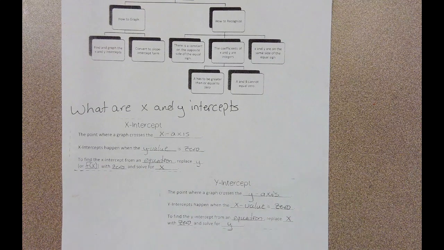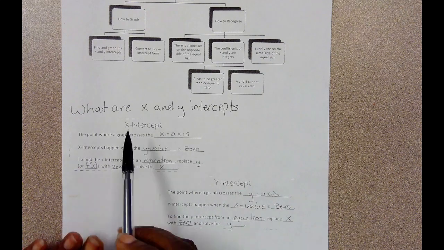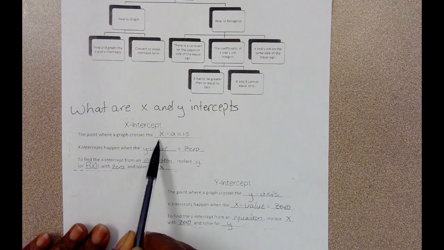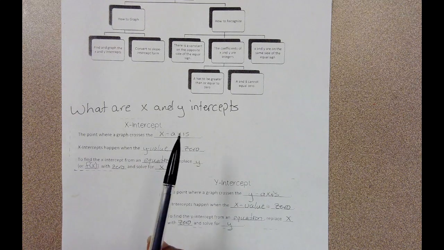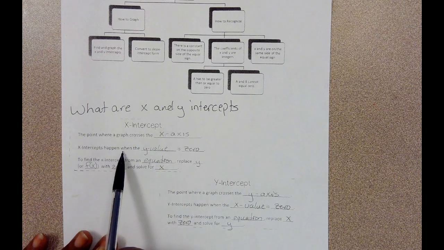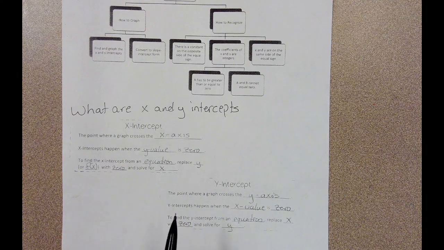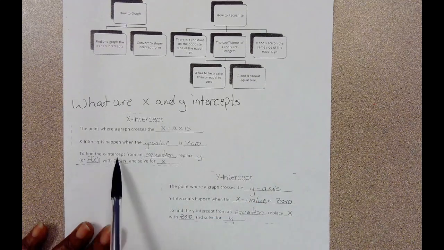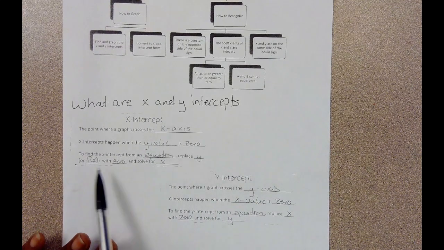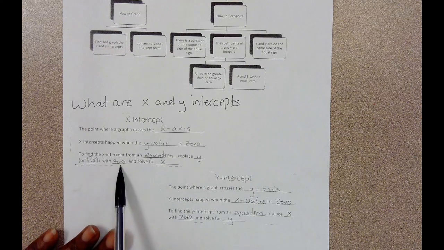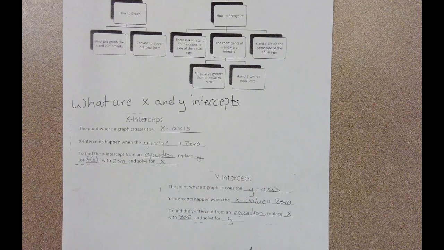Intercepts are where the graph crosses the x and the y axis. So for an x-intercept, the point where a graph crosses the x-axis is where the point crosses the x-axis. And the x-intercepts happen when the y value is 0. In other words, when we substitute 0 in for the y value, we will automatically get the x-intercept. To find the x-intercept from an equation, you're going to replace y or f of x with 0 and then solve for x. And that is something that we've already worked on before, how to plug in to the function.